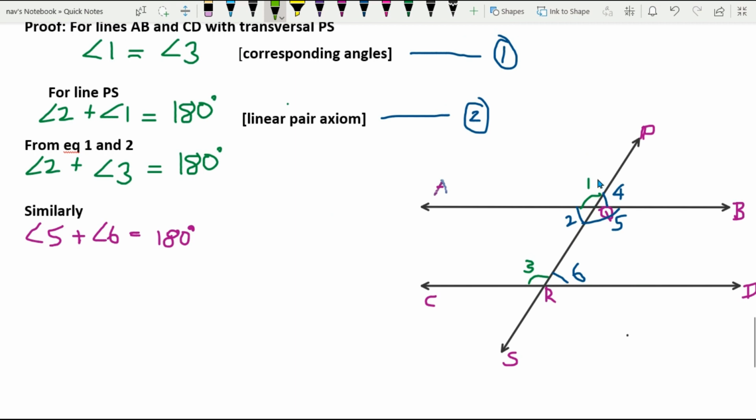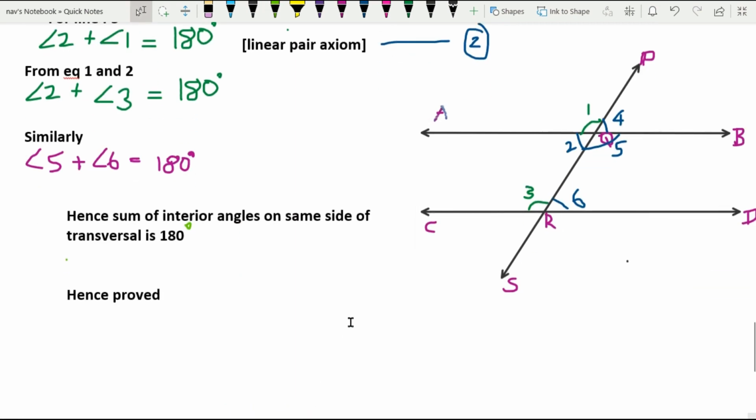Now let us write the conclusion. Hence we proved that the sum of the interior angles on the same side of the transversal, not only this side, even this side also, is 180 degrees. So we have proved this just now. We'll write at the end, hence proved.